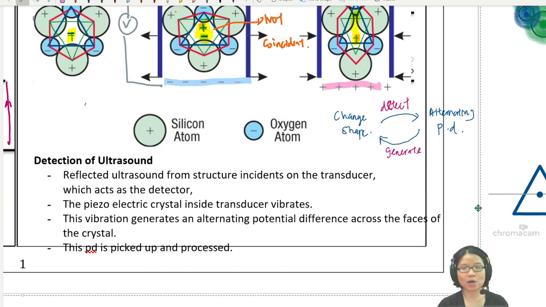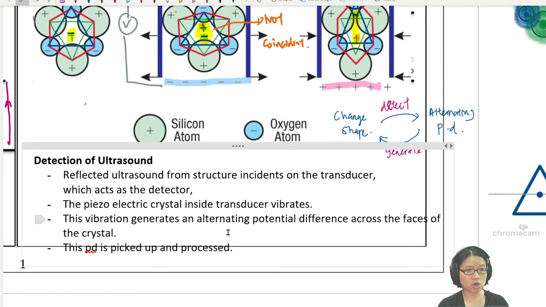So this is how we can detect ultrasound. Depending on the marks, I may talk about the structure of a transducer. So this is a transducer. Inside a transducer, there's a crystal. When reflected ultrasound from whatever structure hits the crystal inside the transducer, the crystal will vibrate, and you get the potential difference. So that's how you detect.